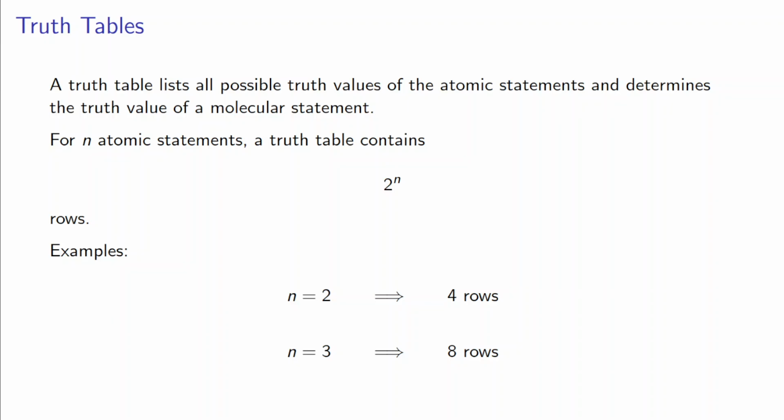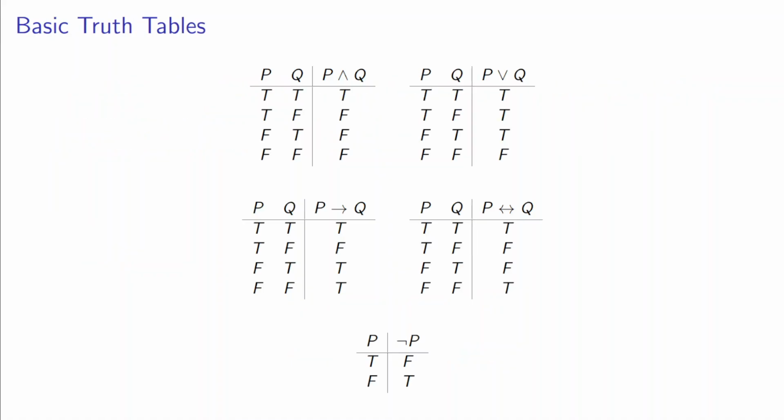Let's talk about truth tables. A truth table lists all possible truth values of the atomic statements and determines the truth value of a molecular statement. So if we have n atomic statements and we want to list all combinations of the different truth values, then our table will have 2 to the n rows. If we have 2 atomic statements, then our table will have 4 rows. If we have 3, then our table will have 8 rows. If we have 4, we need 16 rows, and so on.